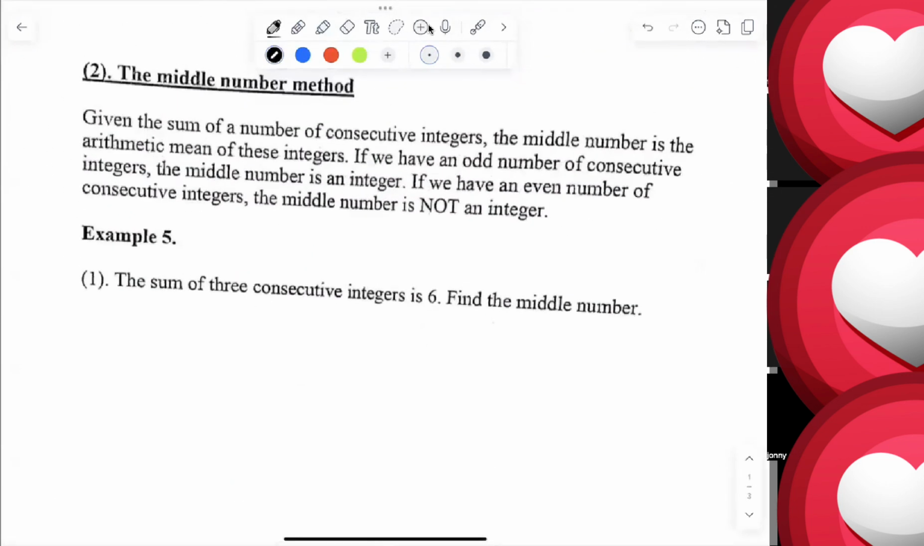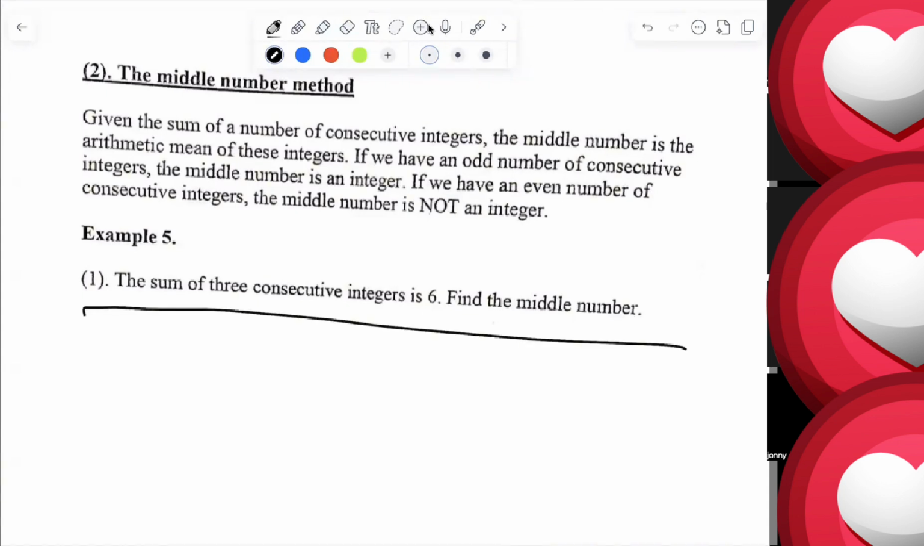The middle number method. Given the sum of consecutive integers, the middle number is the arithmetic mean of these integers. If we have an odd number of consecutive integers, the middle number is an integer. If we have an even number, then it is not. Let's have a try on this question. I'll let you guys try and tell me answers through chat and private message, alright?